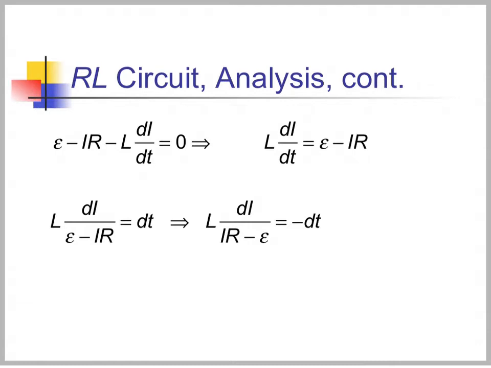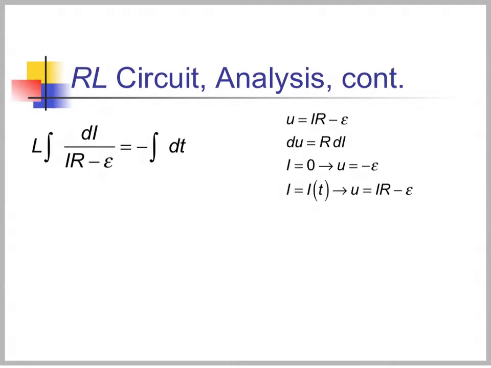And then we're going to put the minus sign on the dt, and so it switches signs over here. Now we can integrate both sides of this equation. And L is a constant, it comes out of the integral, so di over IR minus epsilon is equal to minus the integral of dt. Well, minus the integral of dt is easy, that's just going to be t.